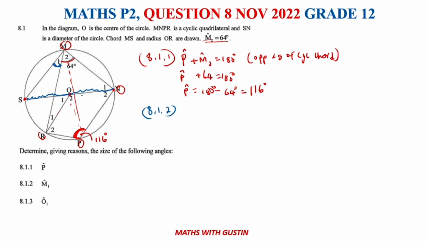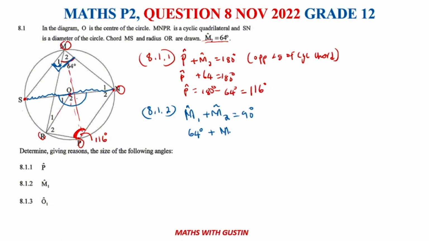So if this is a diameter, and we know that the total angle here is 180, angle at the center is twice angle at the circumference. Therefore the total angle here should be equal to 90. So what does this mean? This means that M1 plus M2 should give us 90. We have got M1 as 64 plus we have got M2.